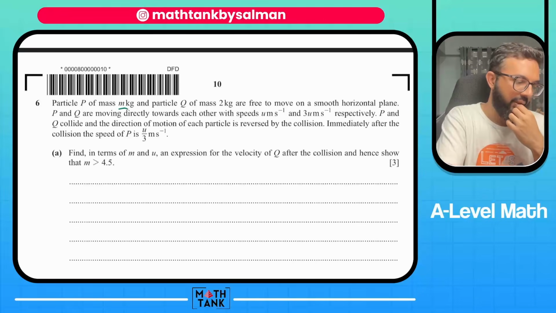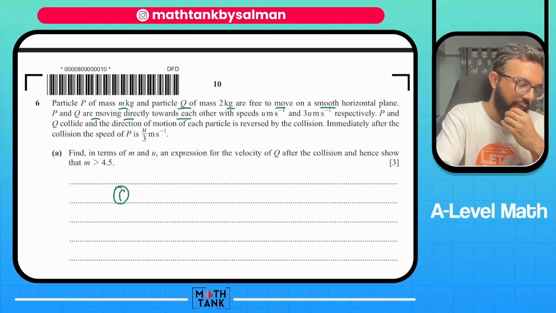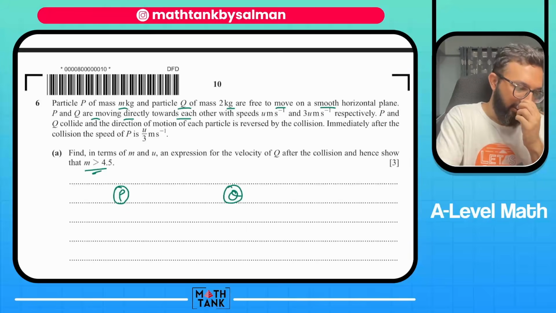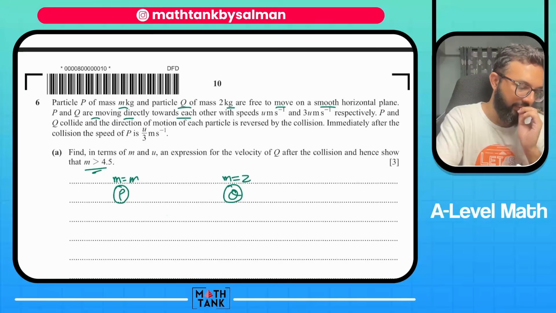Particle P of mass m kgs and particle Q of mass 2 kgs are free to move on a horizontal plane. P and Q are moving directly towards each other, very similar to this. P and Q move directly towards each other with the speed of u and minus 3u. P and Q collide and the direction of motion of each particle is reversed by the collision.